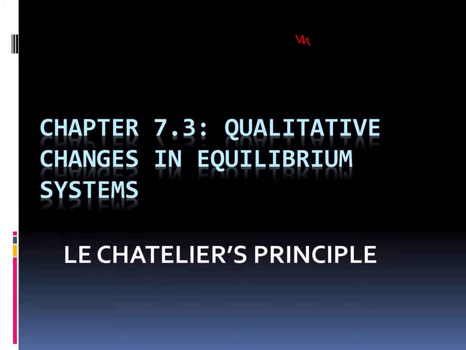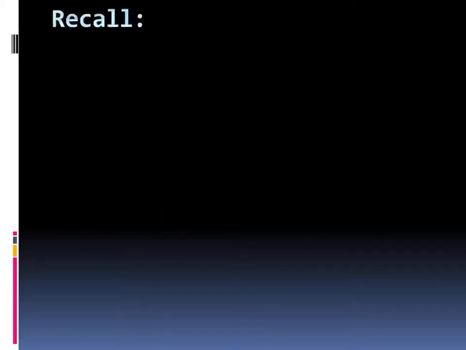So Le Chatelier is a person, and he described how you can predict how an equilibrium system is going to change based on certain stresses. In the title here, it says qualitative. So we're going to do qualitative changes today. And then when we get to 7.5, that will be quantitative changes.